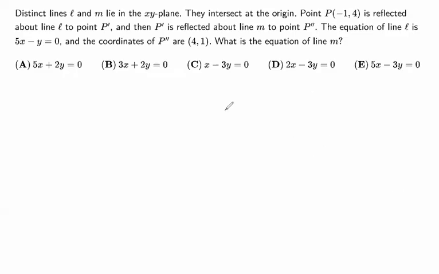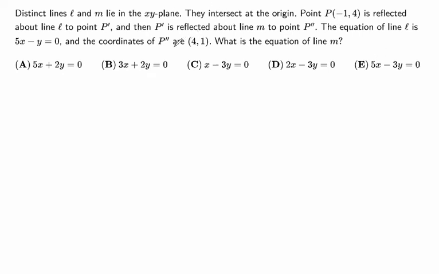So we have another AMC 10 problem. This was number 17. We have two lines given in the XY plane. They intersect at the origin. And point P is reflected over one of those lines to get P prime. And then P prime is reflected about the second line M to get P prime prime.